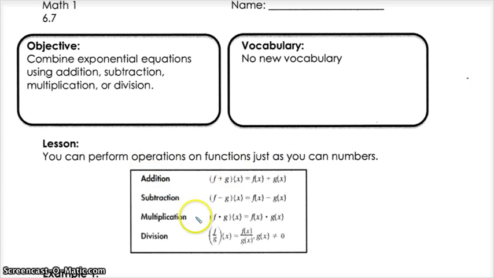So in the box you see a little bit of the notation. If I see f plus g of x, that means I'm going to do the function f of x plus the function g of x. It works similarly for subtraction, multiplication, and division.